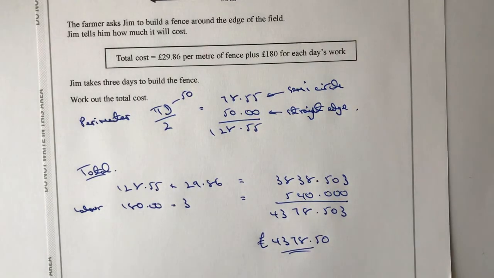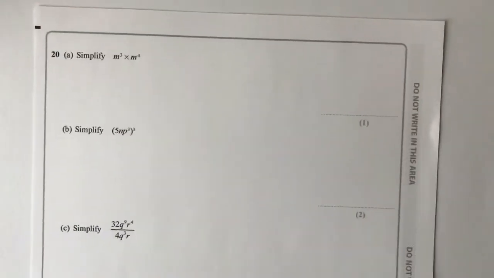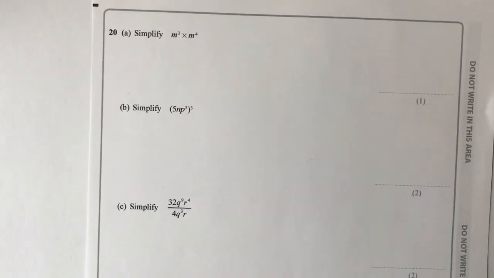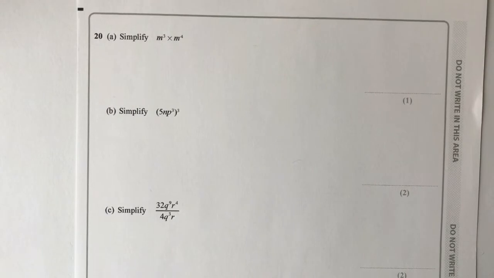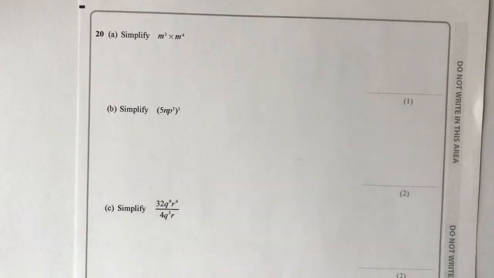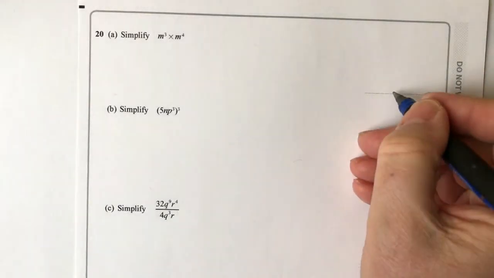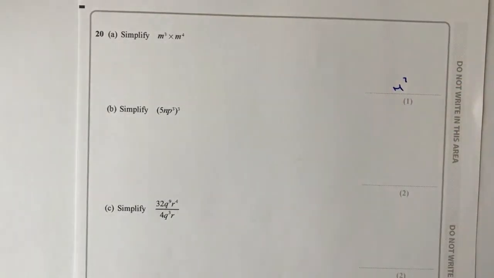Let's move on then to question number 20. Question number 20, we're being asked to deal with indices. The first question is simplifying it. Where we've got two indices that are multiplied together, we actually add those. So the answer to the first one would be m to the value of 7.